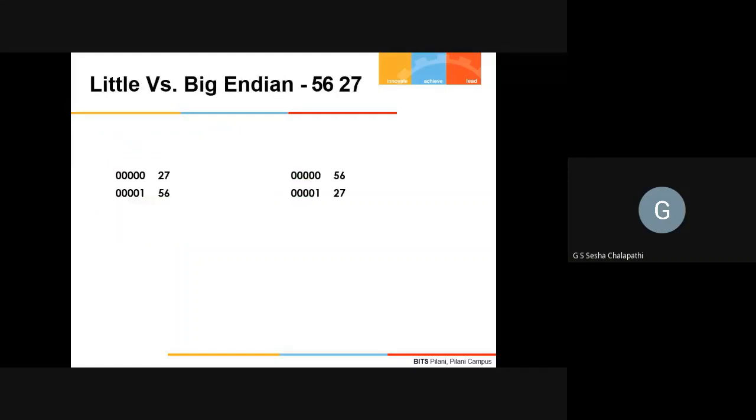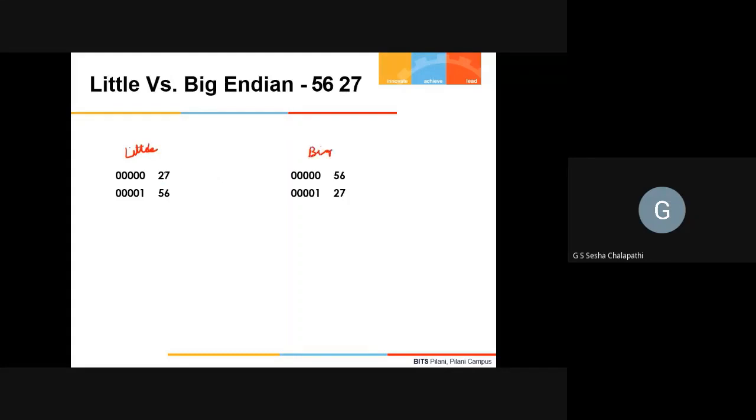Now, little endian versus big endian. We have already seen this, but let us have one more example here. Let us say that I want to store 5627H. If it was little endian, it will look this way. And if it is big endian, it will look this way.